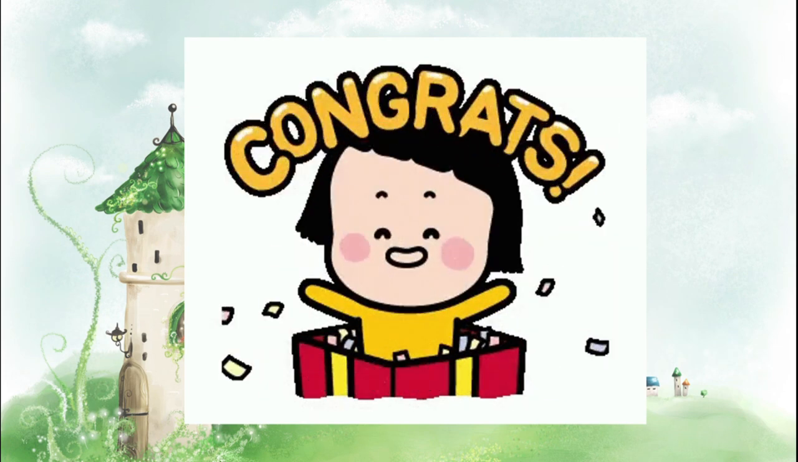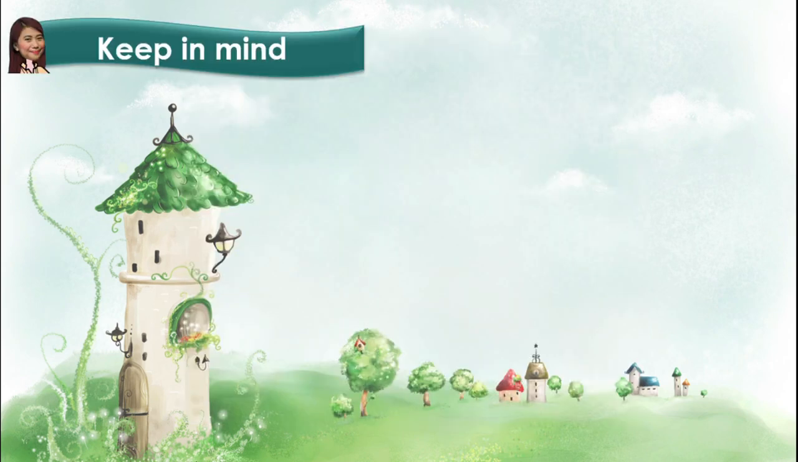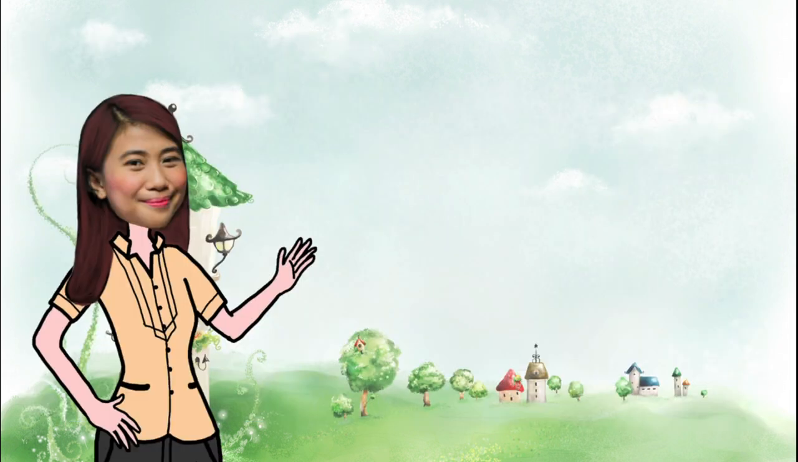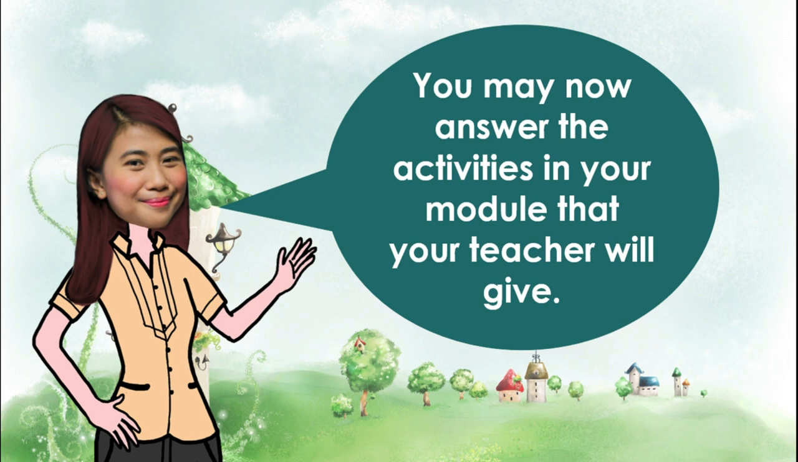Congratulations, kids! You really did a great job. Always keep in mind, a CVC word begins with a consonant followed by a short vowel and ends with a consonant. On the other hand, high-frequency words are simply the commonly used words in printed text. High-frequency words help you increase the number of words you know by sight. You may now answer the activities in your module that your teacher will give.